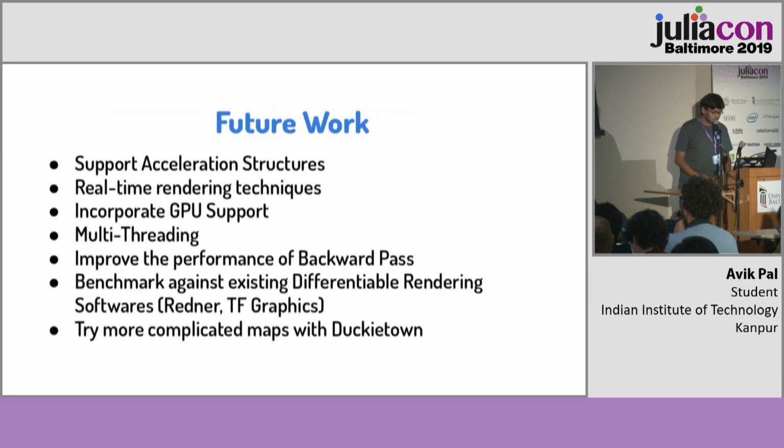And so the future work. The main future work would be to incorporate GPU support and multi-threading, and improve the performance of the backward pass. As for the benchmarks, I do not have the official results, but I tried it on some dummy problems. There's this Redner software, which is one of the best ones for differentiable rendering, and it's written in C++. For the forward pass, we are faster by a significant amount, and for the backward pass, we are at par with it. For TF Graphics, I do not have the results because it doesn't use a ray tracer. It uses something called rasterization.